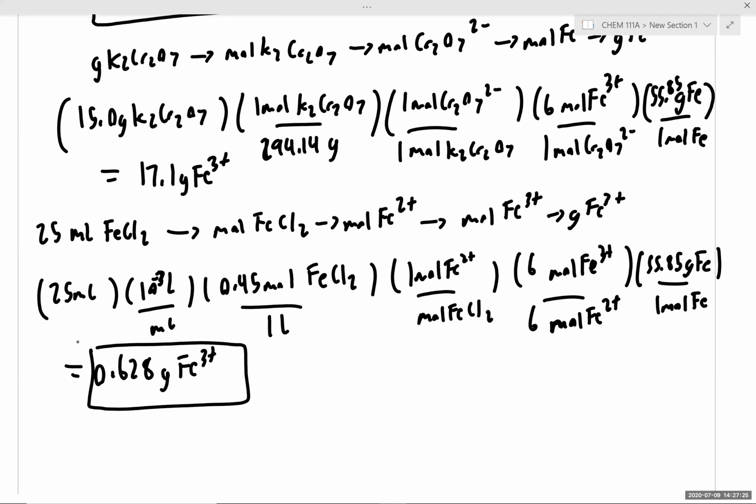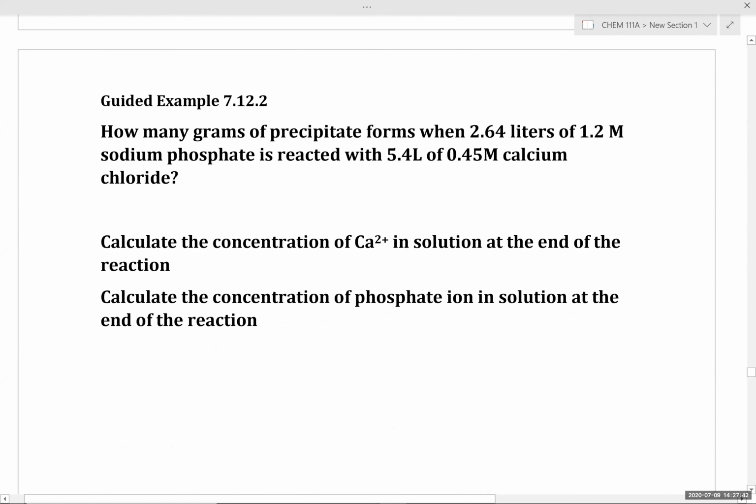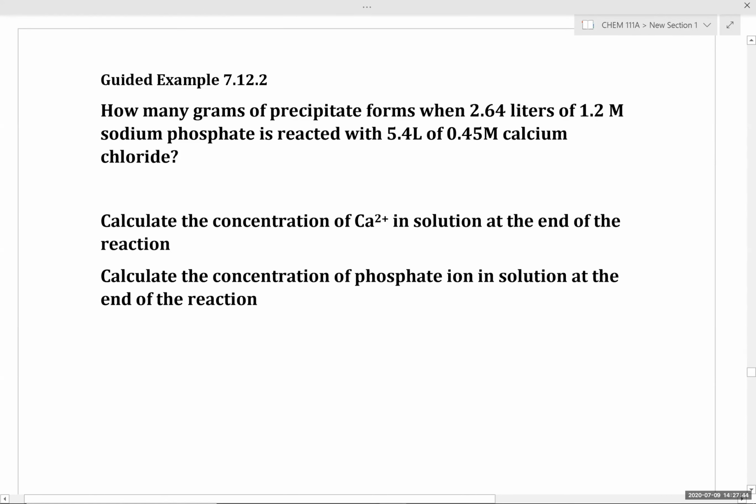Does this example make sense to everyone? Once you have your balanced redox reaction, these problems just simplify into a stoichiometry problem. So let's keep going now. So let's do a guided example where we utilize some additional aspects of solution stoichiometry.